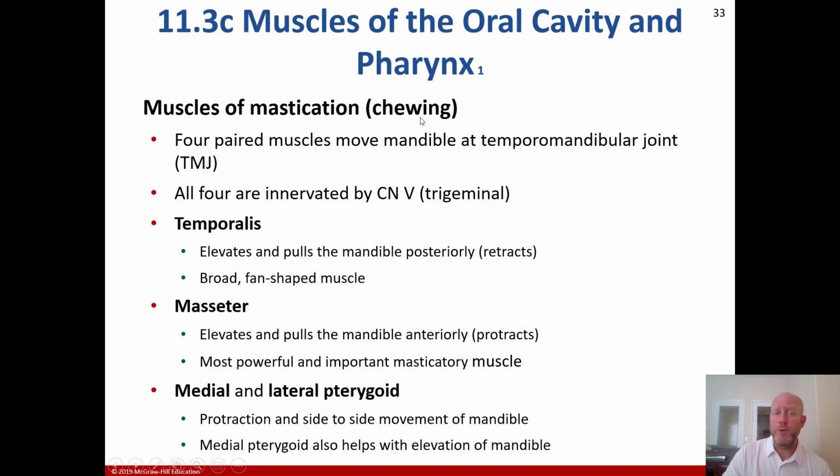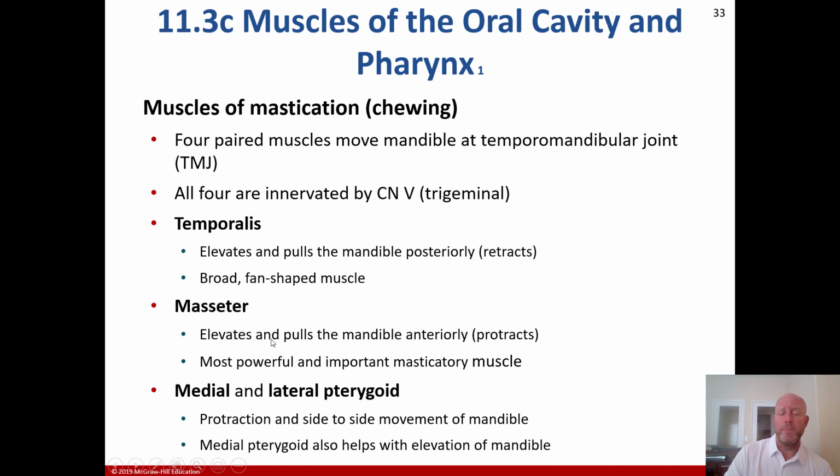And the muscles of mastication for chewing: there are 4 paired muscles that move the mandible at the temporomandibular joint, the TMJ. All 4 are innervated by CN5, trigeminal. Temporalis elevates and pulls the mandible posteriorly. It retracts it. It's a broad fan-shaped muscle.